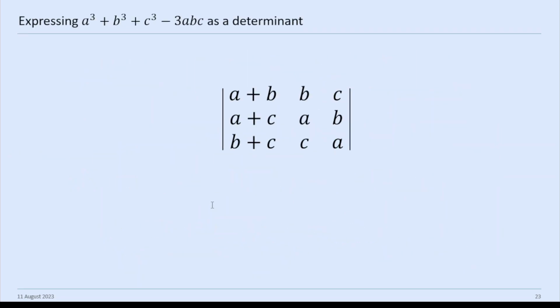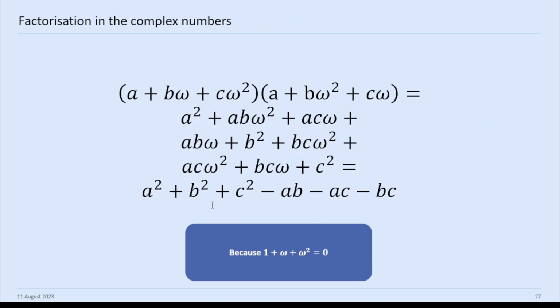But actually there is a factorization in the complex numbers, which is beautiful and is worth thinking about. If omega is one of the complex cube roots of 1, because clearly 1 is a cube root of 1, then you get A plus B omega plus C omega squared, and you times that by A plus B omega squared plus C omega. If you multiply that all out, you get the stuff below.